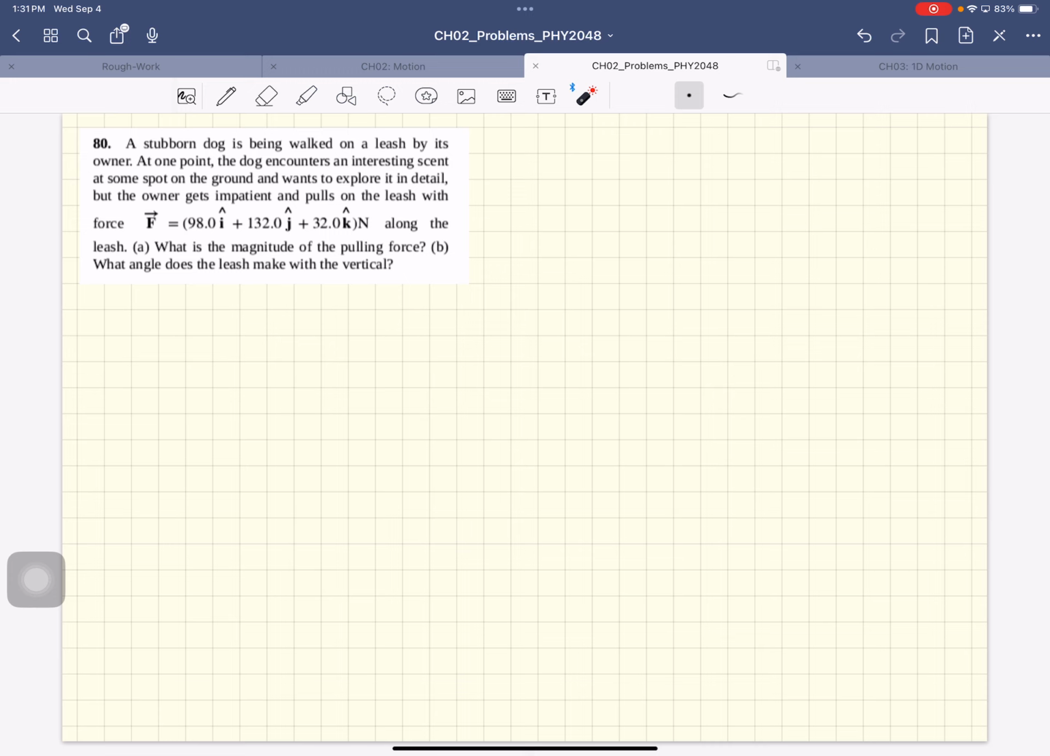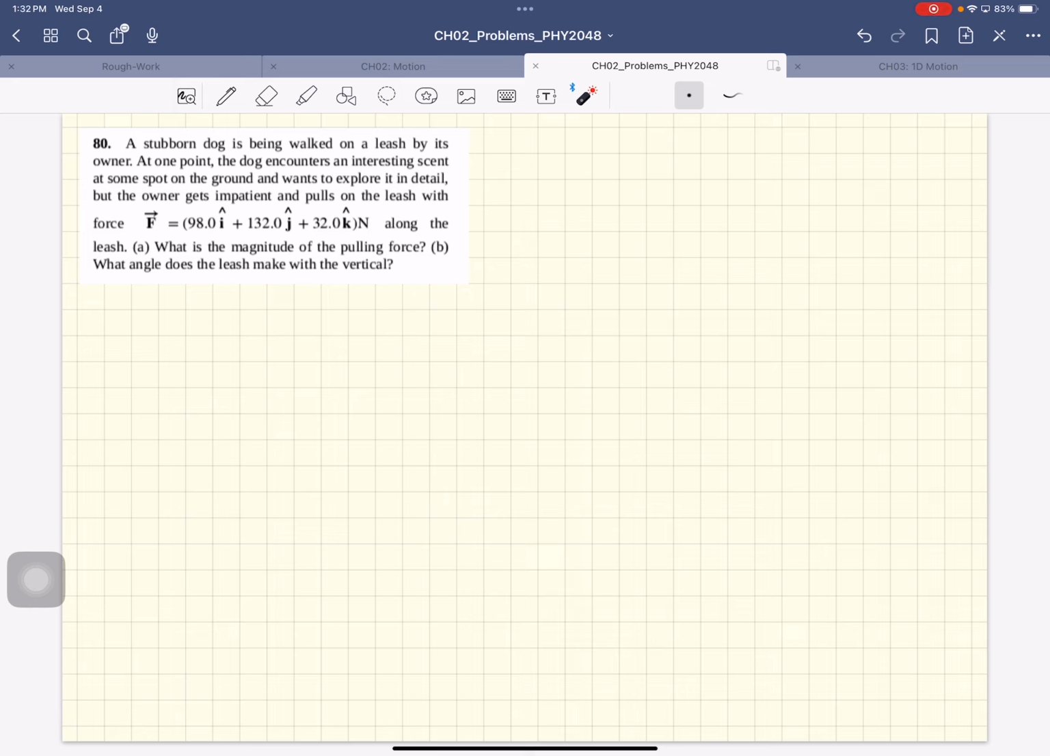All right, so here's another dot product problem. So a stubborn dog is being walked on a leash by its owner. At one point, the dog encounters an interesting scent at some spot on the ground and wants to explore it in detail, but the owner gets impatient and pulls on the leash with a force. So there's the force that the owner applies along the leash. What is the magnitude of the pulling force, and what angle does the leash make with the vertical?